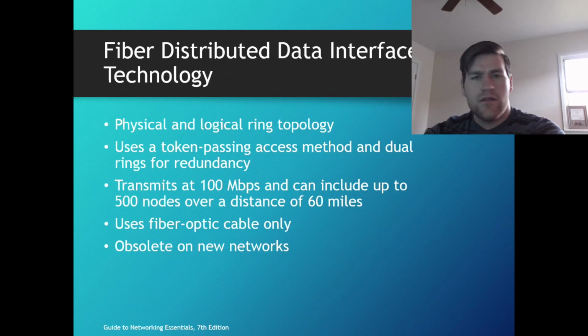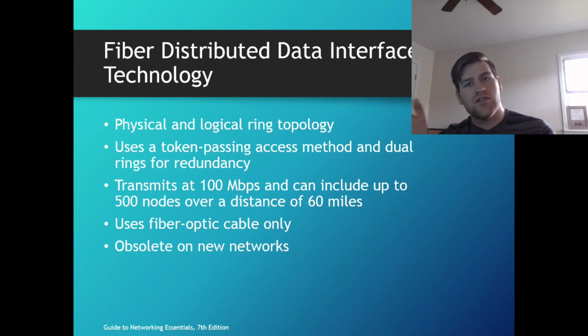Okay, and then the other type of ring technology that was in use for quite a while and actually died out. We mentioned it. It's FDDI, Fiber Distributed Data Interface. Transmits at 100 megabits per second, up to 500 nodes, which is pretty significant in a ring. It does use token passing as well as token ring, but it uses dual rings for redundancy so that if one of the rings goes down, you still have the other. Basically, it's just two fiber optic strands that are connected together.